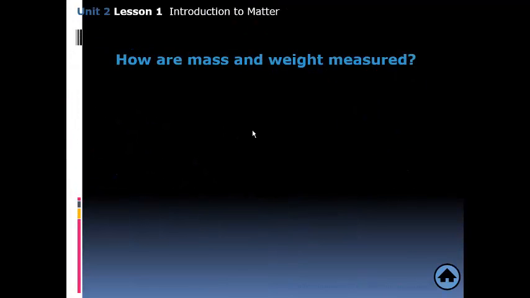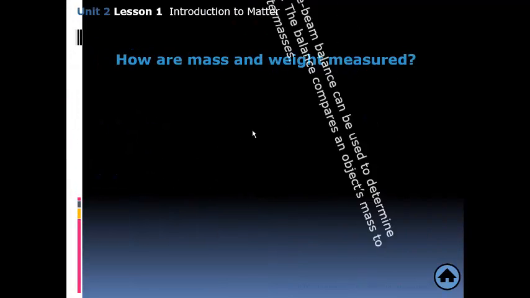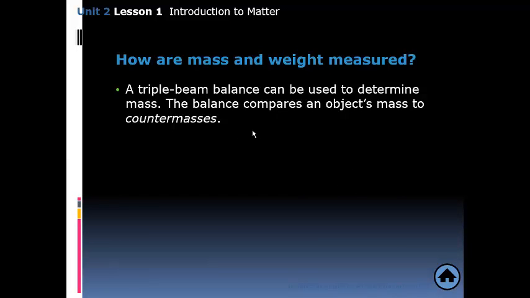How are mass and weight measured? A triple beam balance is what we use to determine mass. The balance compares the object's mass to countermasses. So we have masses that are of a specific mass, maybe 10 grams, 5 grams, and we use the triple beam balance to move those masses over to increase the mass until we get it balanced out.